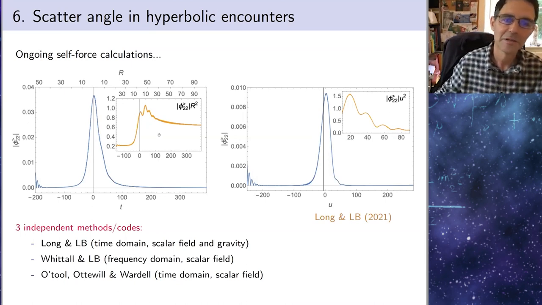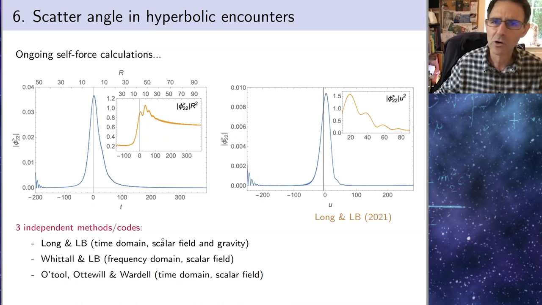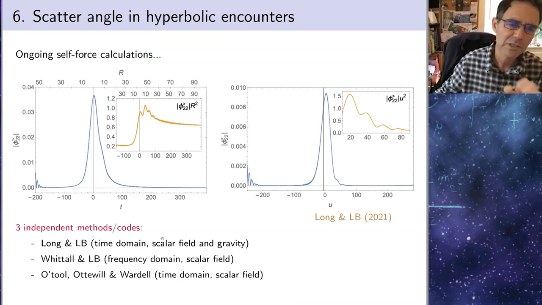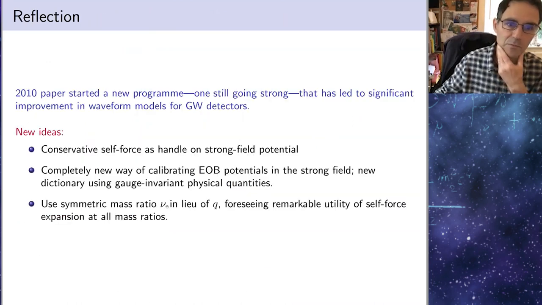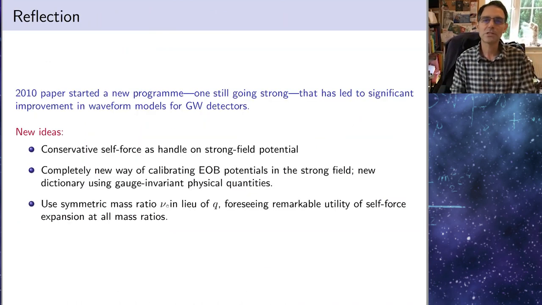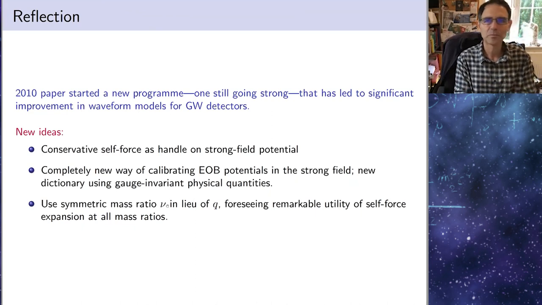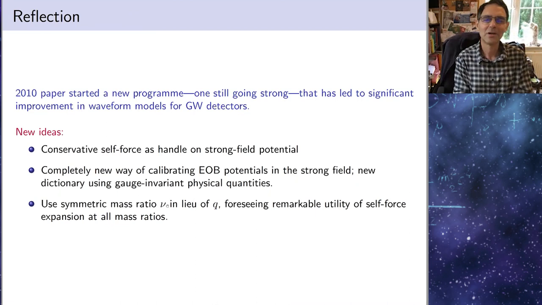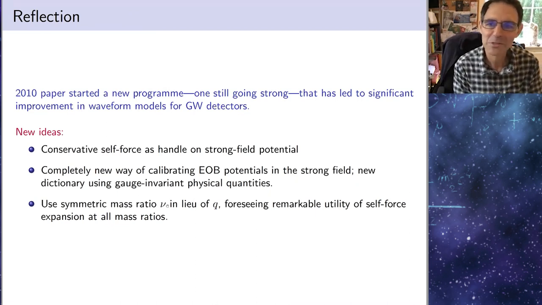So not clear if we see those kind of features with low order PM calculations. We have several codes now like that, time domain, frequency domain. We do comparison. We are just about now to start calculations of the scatter angle. And hopefully this will allow us to go back to Thibault and try to extract the physics from that. So just to get to my conclusions here, a quick reflection on the progress that was made.